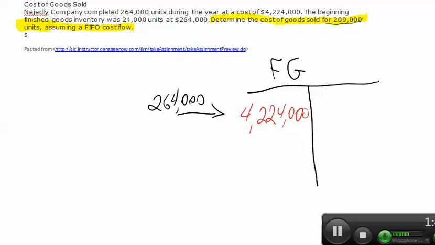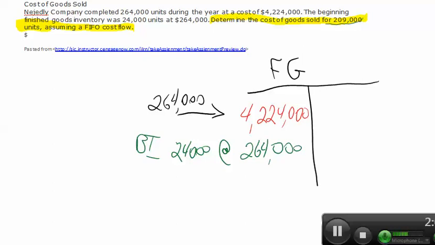It also said that the beginning finished goods inventory was 24,000. So the beginning inventory were 24,000 units at a cost of $264,000. So that's what was in finished goods during the period.